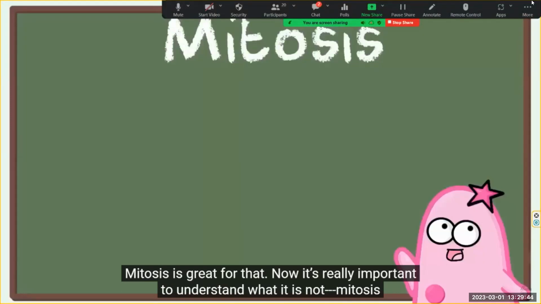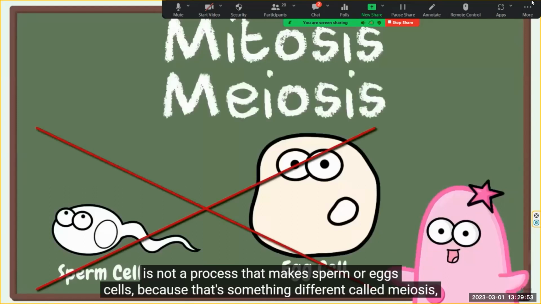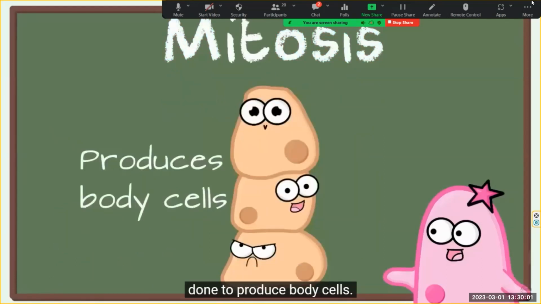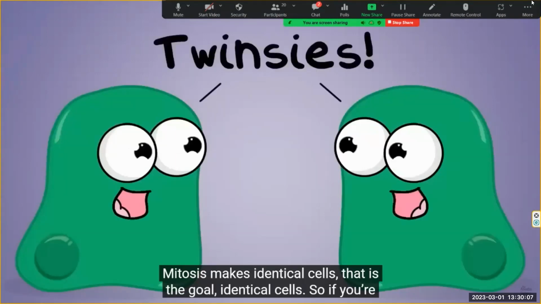Now, it's really important to understand what it is not. Mitosis is not a process that makes sperm or egg cells, because that's something different called meiosis, which sounds like mitosis, unfortunately, but it's a different process. Mitosis is done to produce body cells. Mitosis makes identical cells. That is the goal, identical cells.